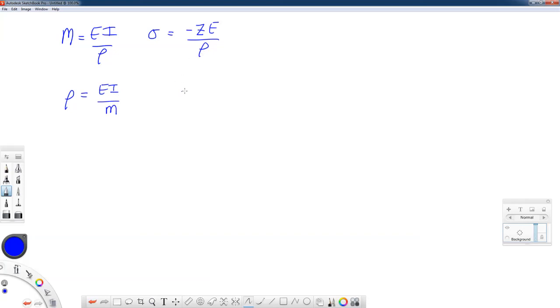Substituting that into the second equation, then we would have sigma is equal to minus z E, and then on the bottom EI over M. The modulus of elasticity terms cancel out, and we're left with minus Mz over I. Like I said, in a lot of mechanics of materials books, the most modern ones, they would write this as minus My over I, but they use a slightly different coordinate system.